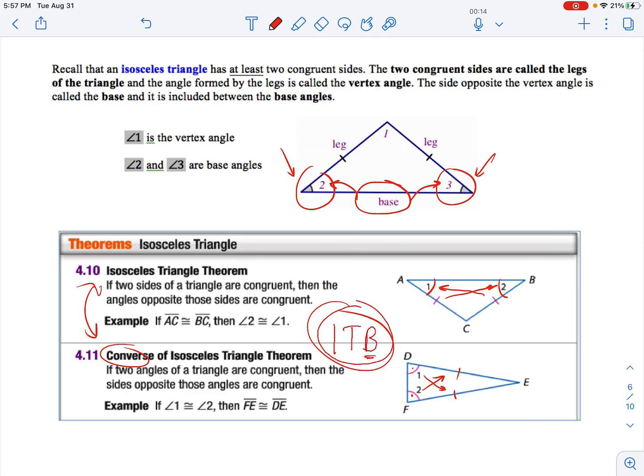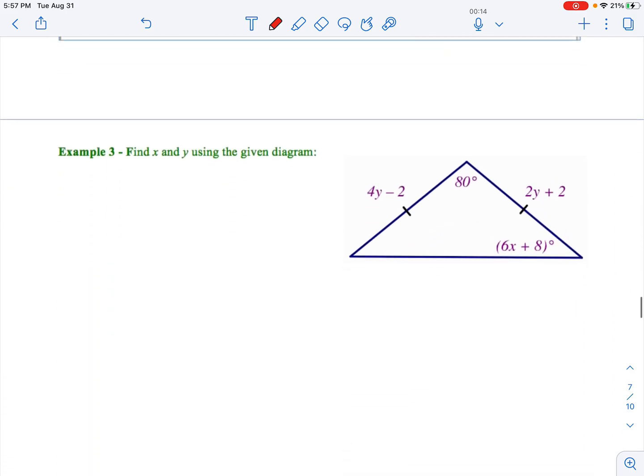We just call it ITB. So if you're ever converting between two angles being congruent and two sides being congruent in an isosceles triangle, you just call it ITB. Isosceles triangle biconditional, or isosceles triangle base angles. That could stand for either thing, and that's what that's about. It's very helpful, and we're going to use it quite a bit.